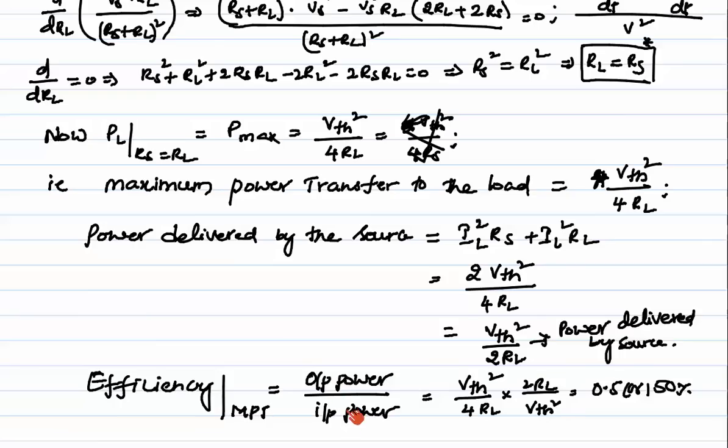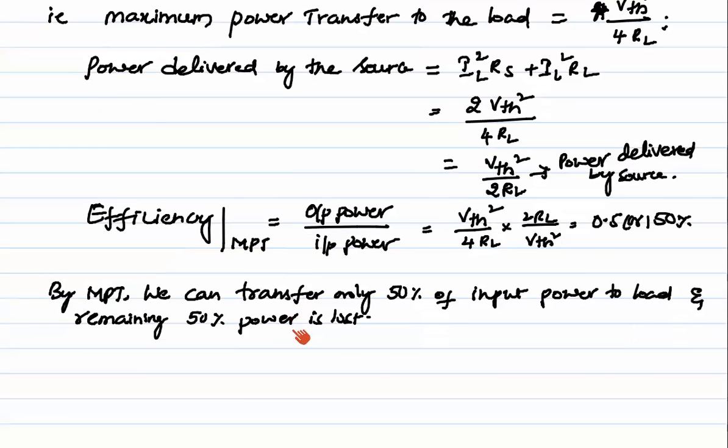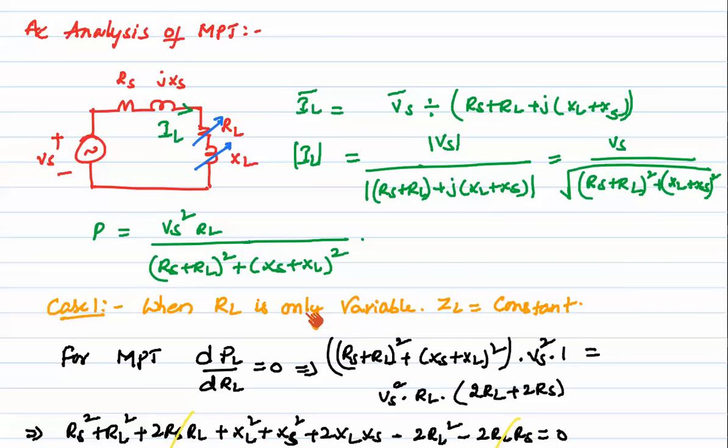Efficiency is equal to output divided by input power. The output is VTH square divided by 4 RL, divided by VTH square divided by 2 RL. So we get 50% maximum efficiency. By maximum power transfer, we can transfer only 50% of the input power to the load, and the remaining 50% is lost in resistance. Okay, so let's solve some problems.